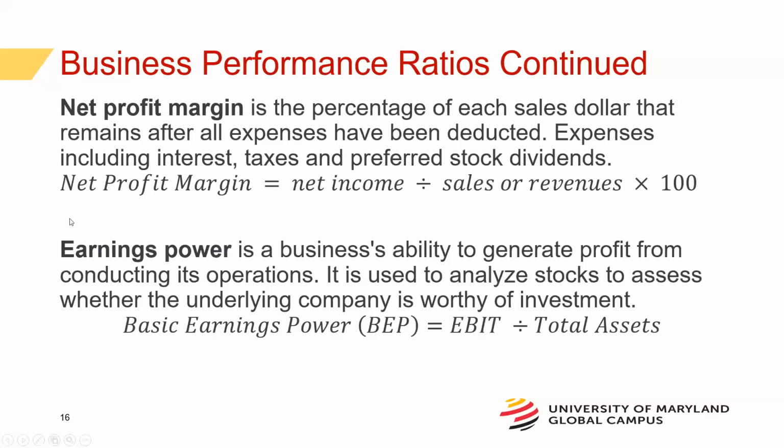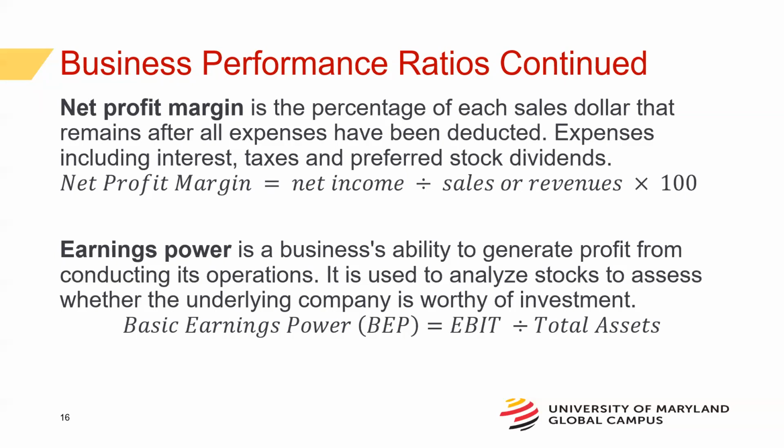Two more ratios we'll be calculating in this project. The first one is the net profit margin. This is the percentage of each sales dollar that remains after all expenses have been paid. Net profit margin is a wonderful way to tell if a company is generating a profit on a period-by-period basis, month-to-month, quarter-to-quarter, year-to-year. This tells us the company's ability to generate a profit within a specified period.